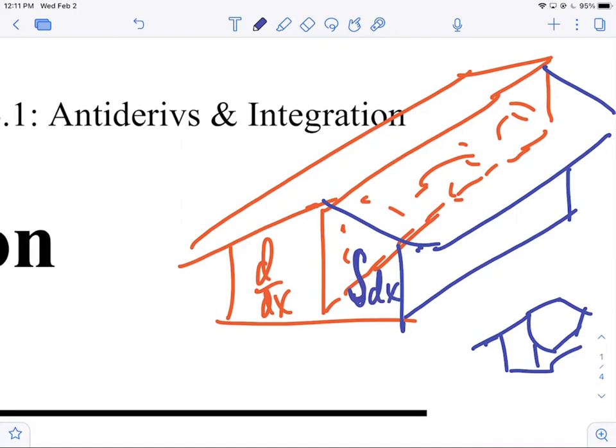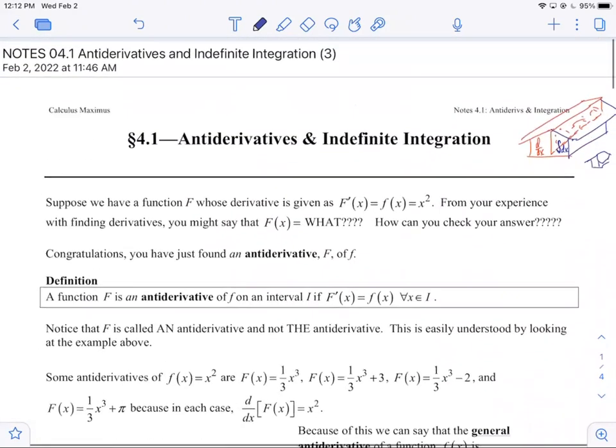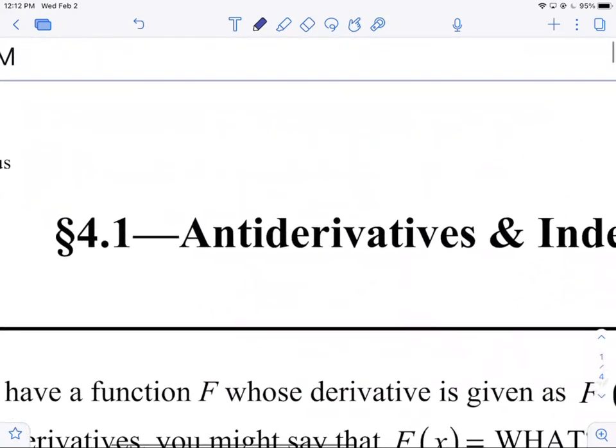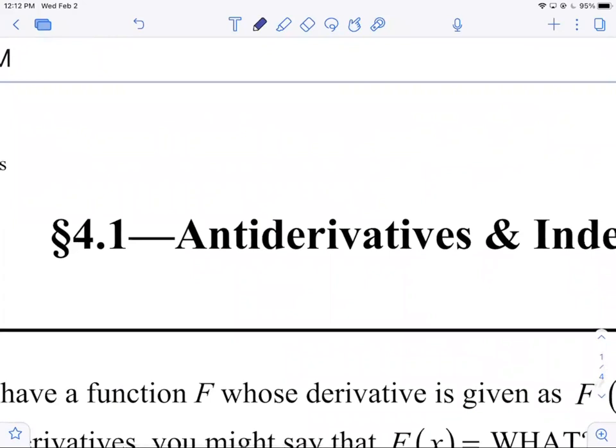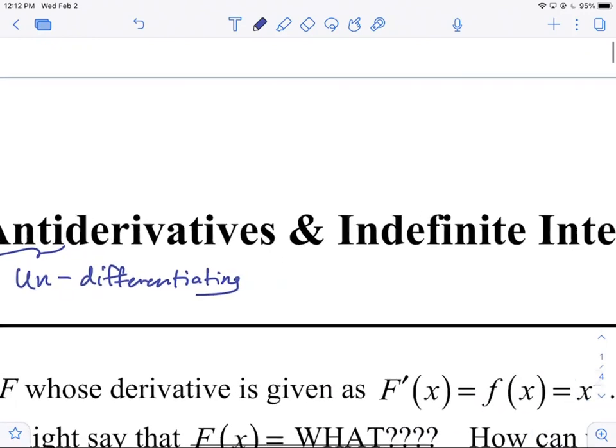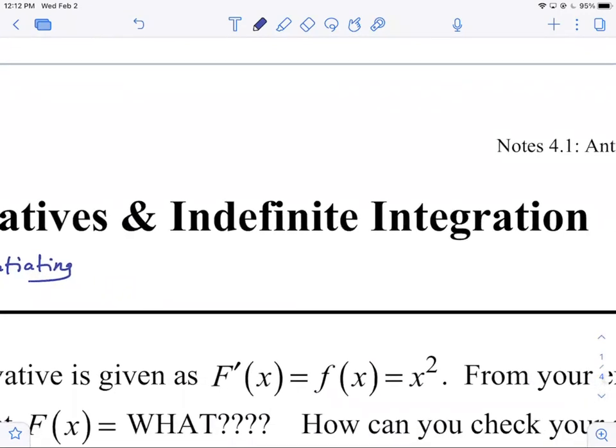In fact, the fundamental theorem of calculus that we'll learn in this chapter relates how derivatives and integrals are related to each other. So the first thing we're going to start with in 4.1 is how to find an antiderivative. Antiderivatives just means undifferentiating. We're going to be undoing what we did. When we anti-differentiate, we're actually finding something called an indefinite integral.